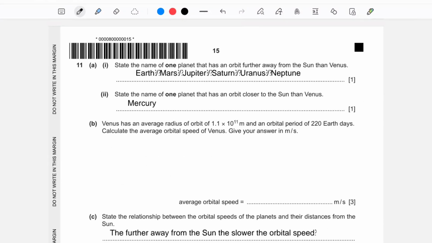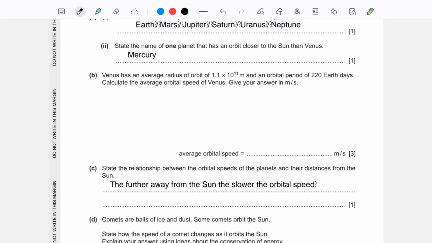Question 11, Part A. State the name of one planet that has an orbit further away from the Sun than Venus. You can write any one of these planets. State the name of one planet that has an orbit closer to the Sun than Venus. Mercury.